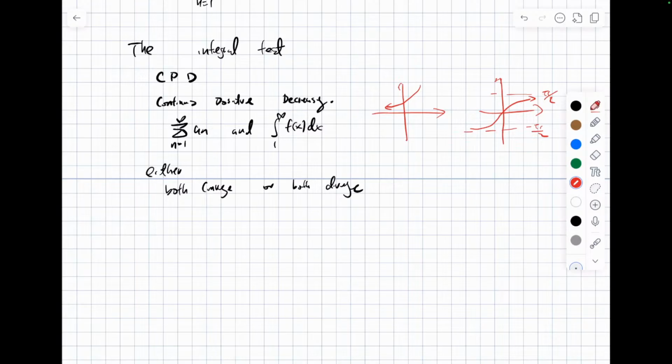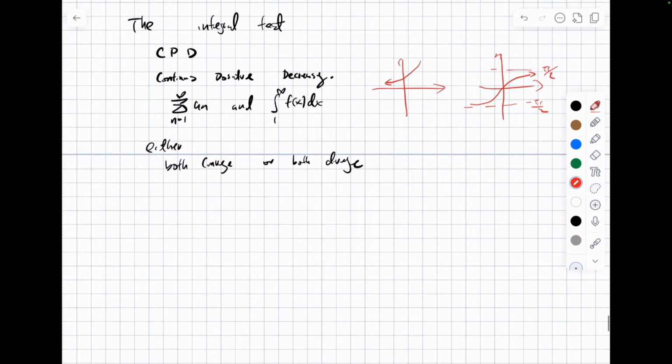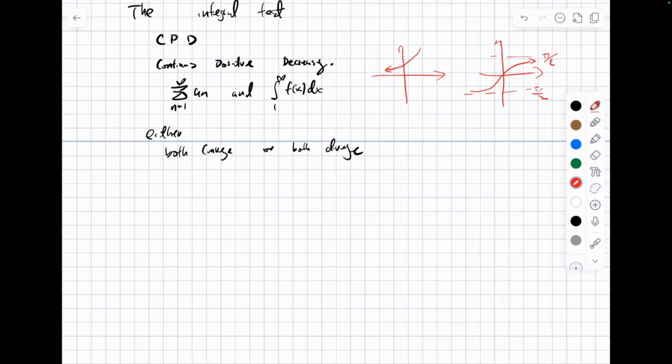Was arcsecant also pi over 2 and negative pi over 2? No, you don't have to worry about arcsecant. I thought it was arctan of e to the x. Yeah, I don't think we have arcsecant. Maybe we did one.